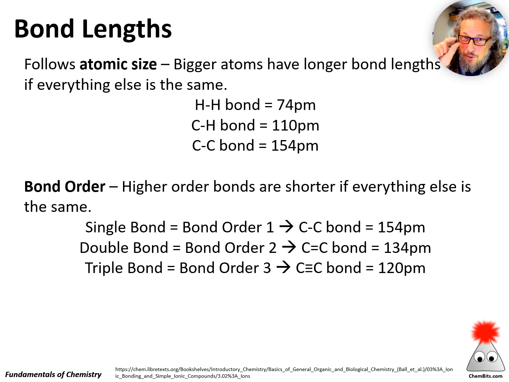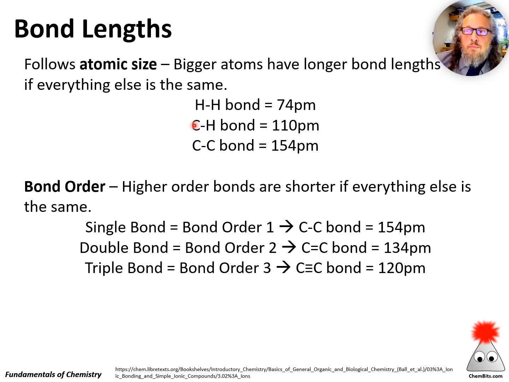This is definitely a microscale property. When we're looking at bond lengths in covalent compounds, the bond lengths tend to follow the atomic size. So if I've got bigger atoms involved in my bond, they tend to have longer bond lengths. So a hydrogen-hydrogen bond, probably the smallest element we can use, has a bond length of about 74 picometers. If I go from HH to CH, carbon is bigger than hydrogen. That bond now lengthens to about 110 picometers.